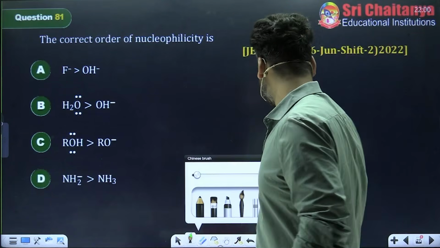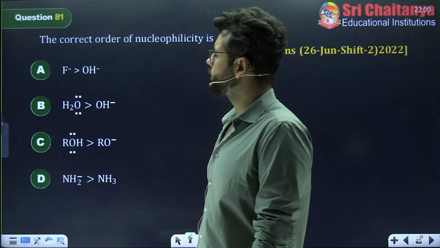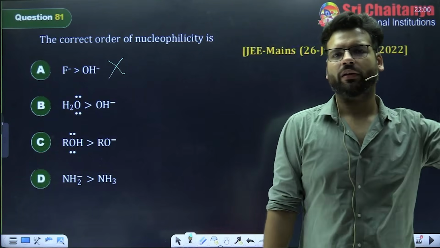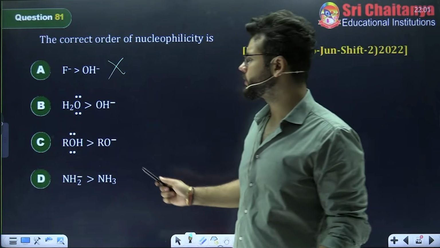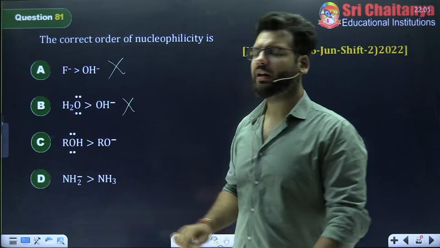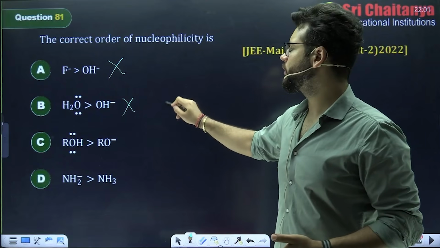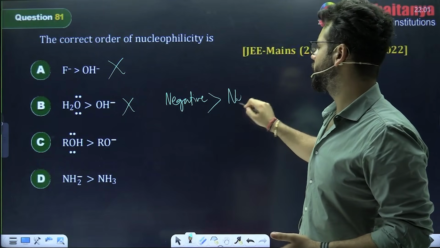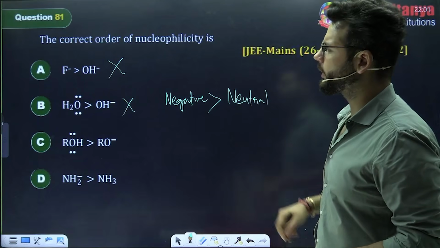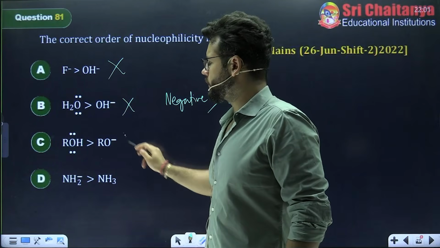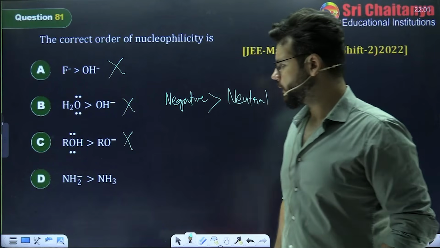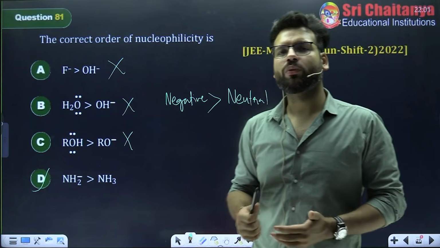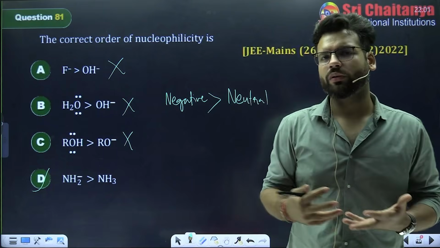Nucleophilicity, I have told you in the last 2-3 slides back. Fluoride versus OH minus: fluoride is not good. OH minus is better, because left to right nucleophilicity decreases. Water and OH minus: whenever a negative nucleophile is there, negative is always better than neutral. Negative nucleophiles are better than neutral nucleophiles because they have a proper minus charge. This is also again negative versus neutral. So this is correct. NH2 minus is a negative nucleophile which will be more electron rich than a neutral nucleophile.